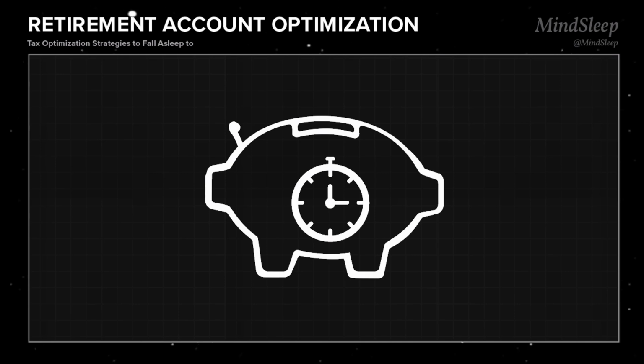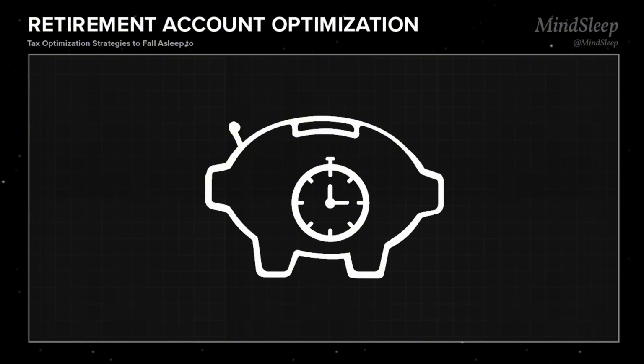This strategy involves systematically converting traditional IRA funds to Roth IRA funds over several years, potentially allowing you to access retirement funds earlier without penalty while managing your tax liability. However, this technique requires careful planning and consideration of your overall financial picture.